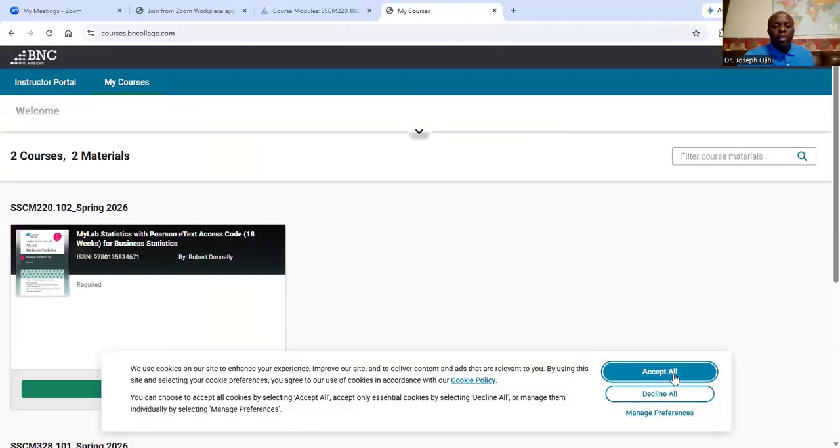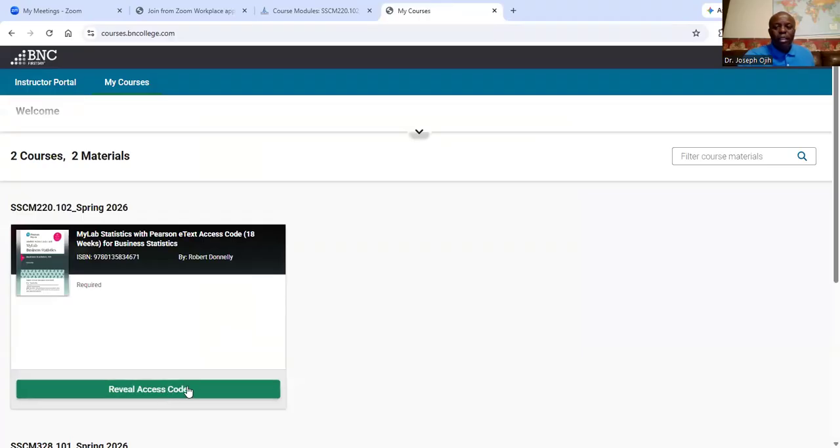Okay, reveal access code. It won't be different. Maybe it will be different from your screen, but you're going to say reveal access code. That's where the code is. You click on it, you get the code, you copy the code, right? I'm doing that right now. Once it loads and you copy the code, now you go back to the class.